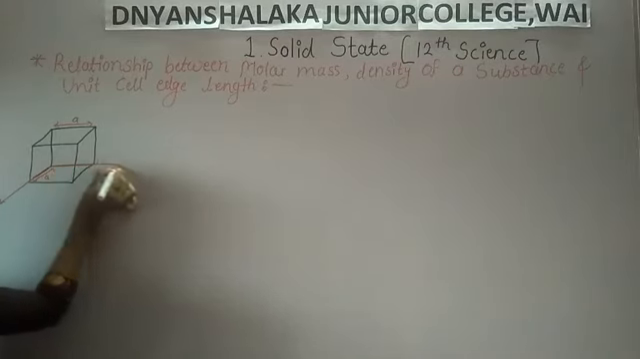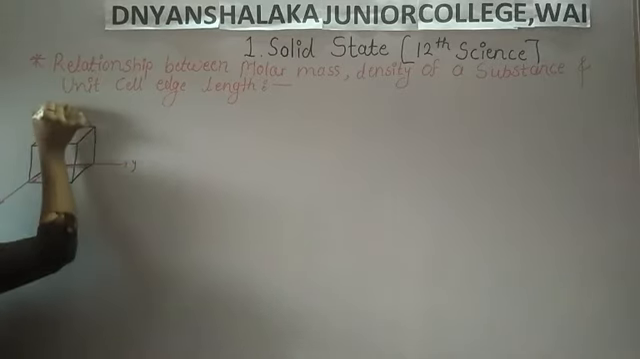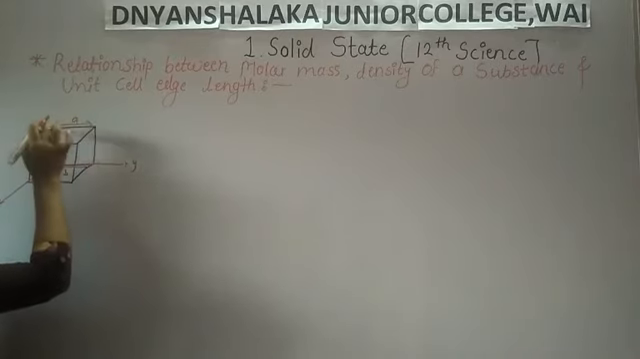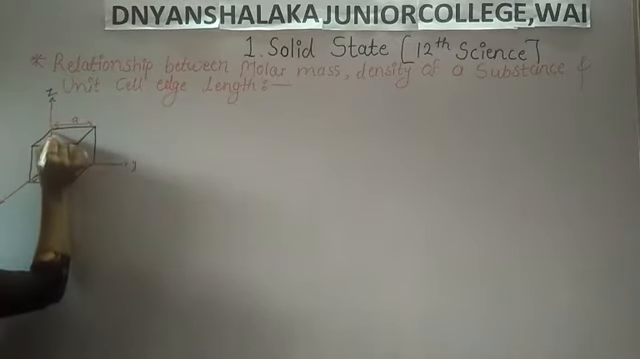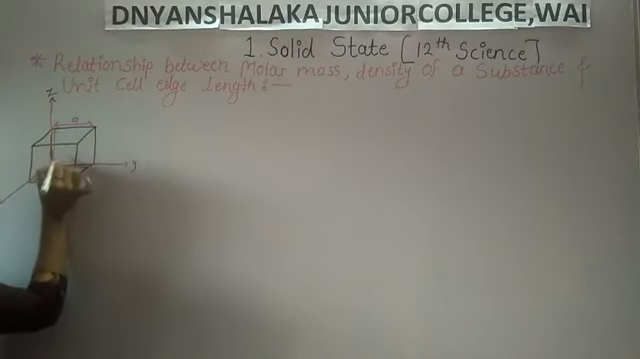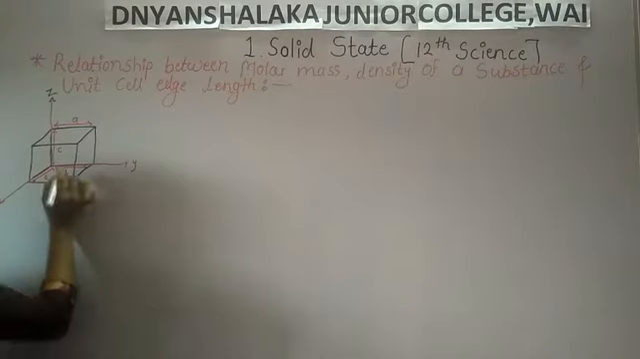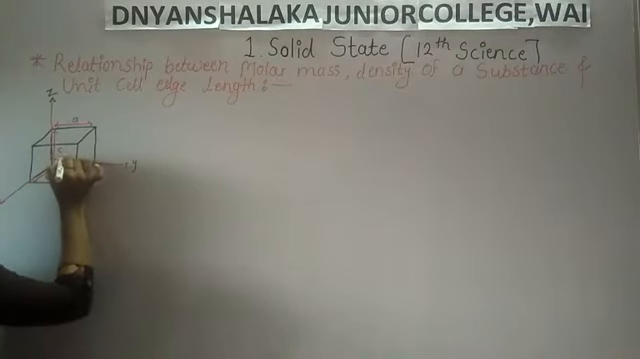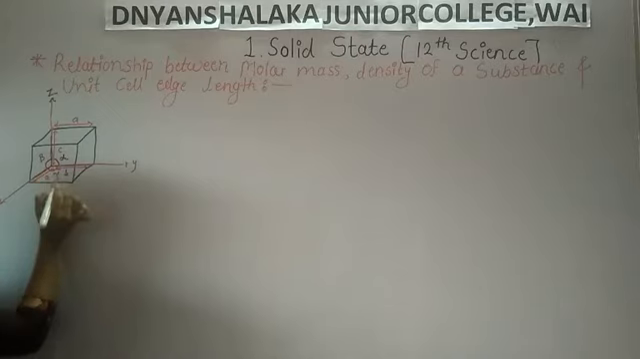This is the y-axis, so the y-axis has edge length b, and this is the z-axis, so the z-axis has edge length c. So a, b, c are the edge lengths of the unit cell. Opposite edge length a we call the alpha angle, opposite edge length b we call the beta angle, and opposite edge length c we call the gamma angle.